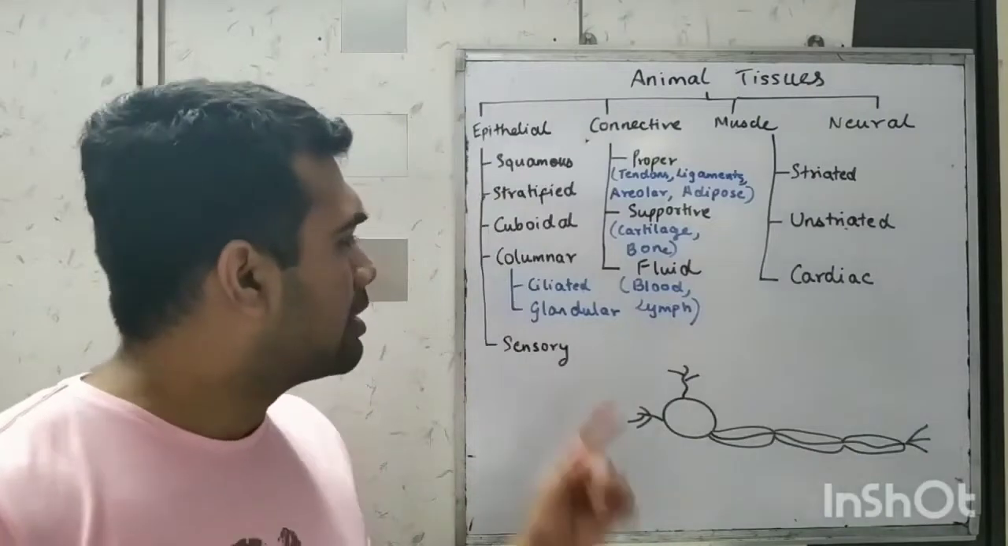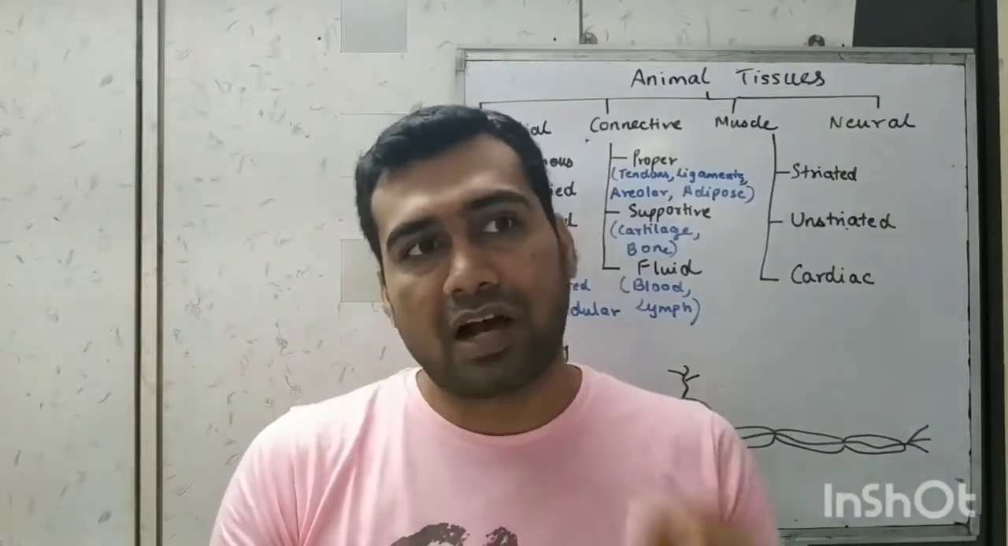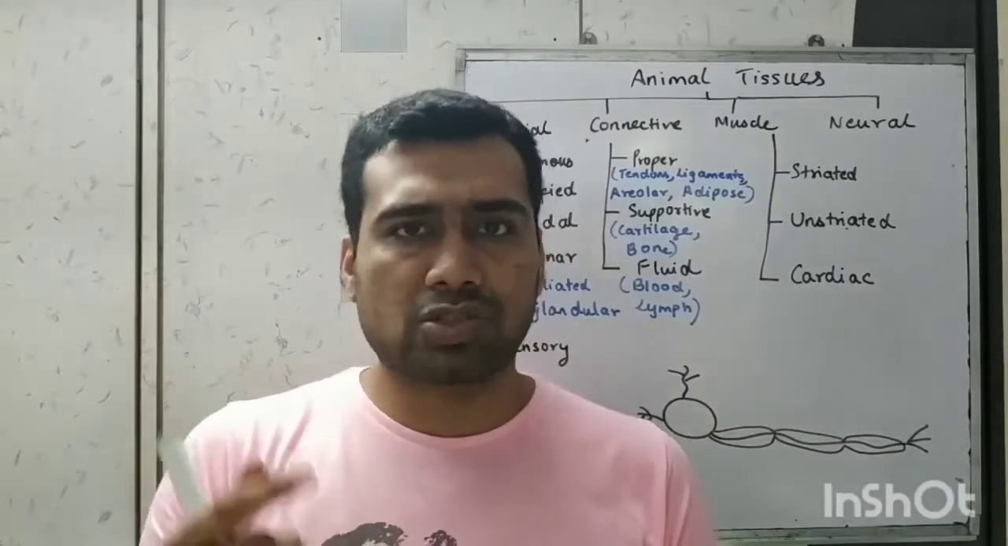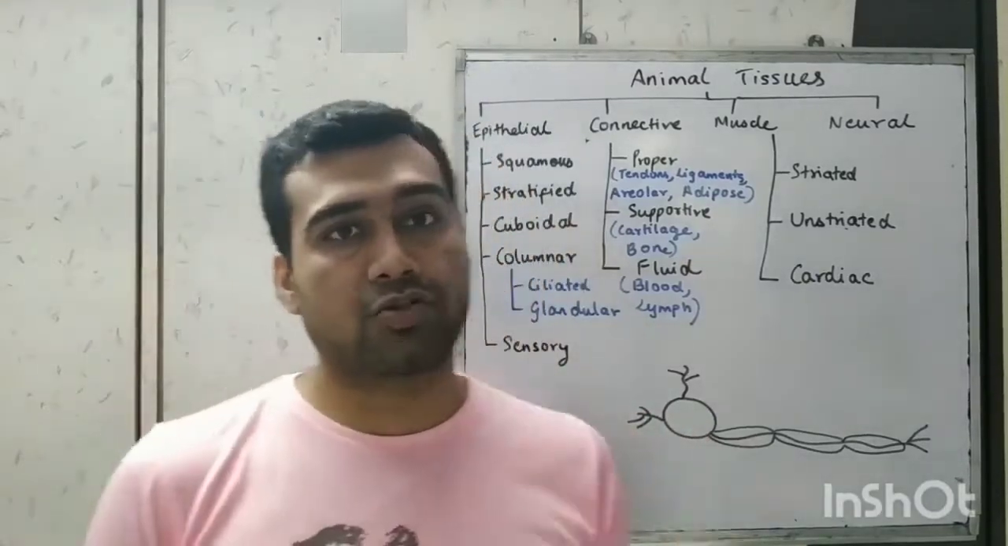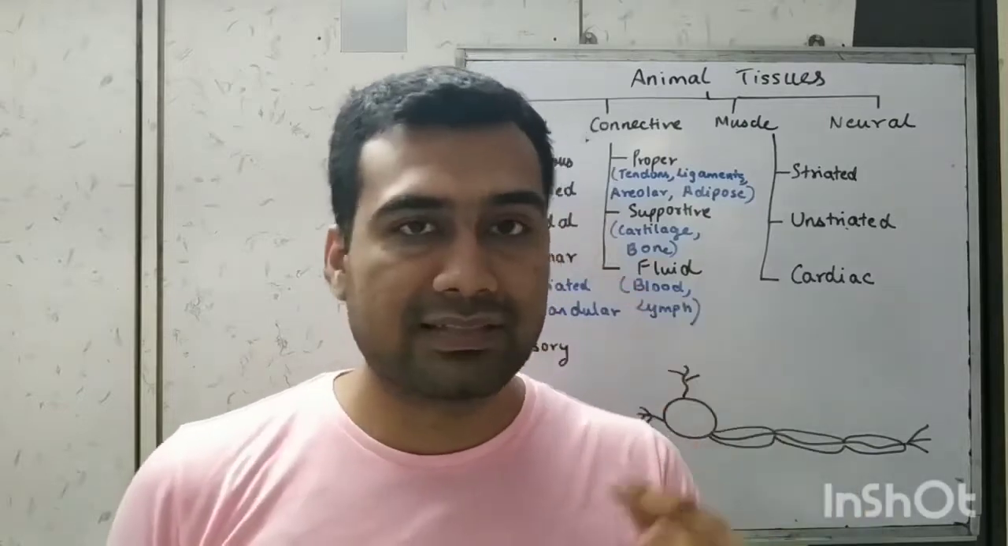Now, glandular columnar epithelium are obviously found in glands. So they are found in the lining of the stomach and the intestine, and glands like tear glands, sweat glands, and liver. And finally, the sensory epithelial tissue are found in sensory organs like the taste buds of the tongue, the retina of the eye, etc.